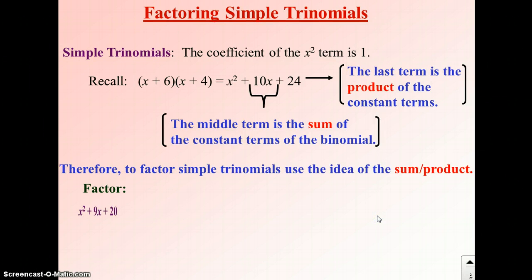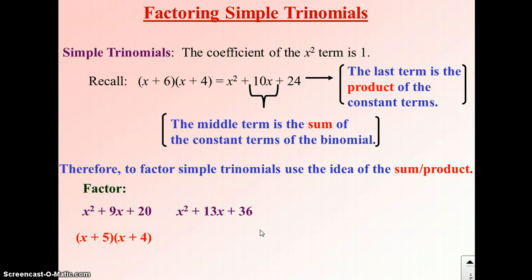So if you're asked to factor a simple trinomial like x squared plus 9x plus 20, it's got a 1 in front of our x squared term. Therefore, it's a simple trinomial. We ask ourselves, what two numbers have a sum of the middle term, 9, and a product of the last term, 20? Keep in mind that expanding out two binomials will give us a trinomial. We're going to factor this as two numbers that multiply to 20 and add to 9, which are 5 and 4. So the factors would be x plus 5 times x plus 4.